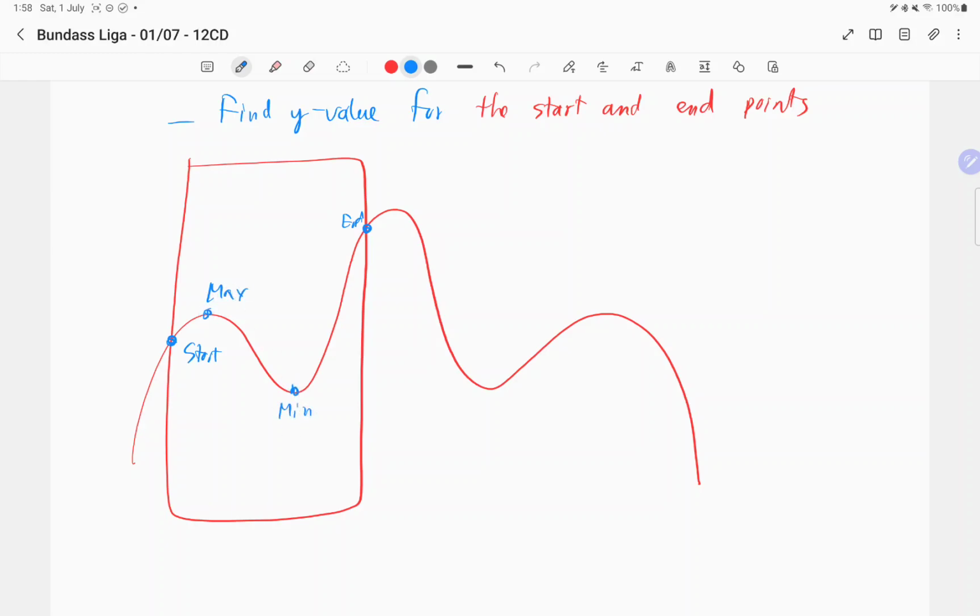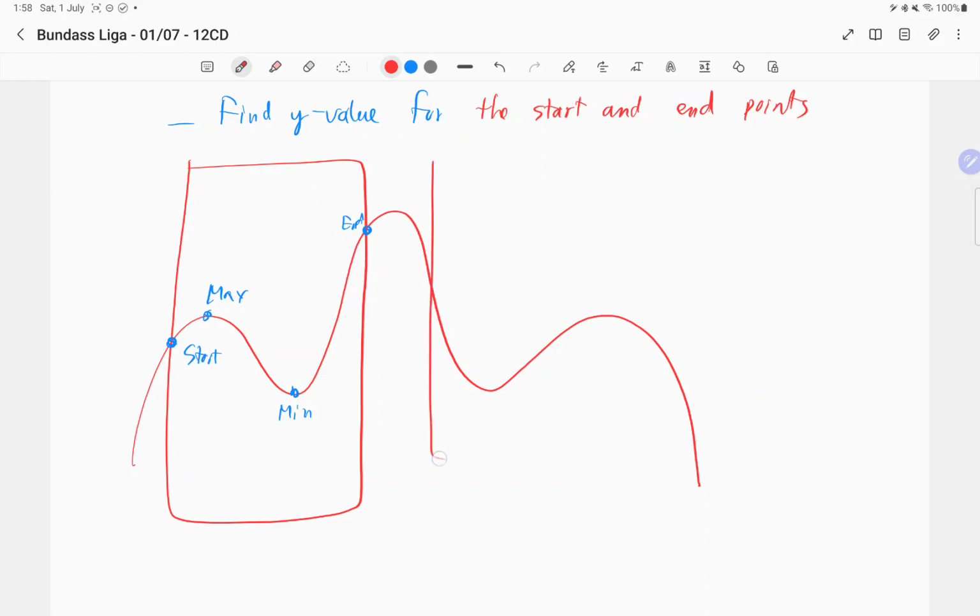If this is the window, which point is the absolute maximum? The end point, right? That's the absolute maximum. Which one is the absolute minimum? The local minimum. Does it make sense? And then if I shift the window over, let's say I make the window bigger here, now this one would be the start, this one would be the end, and this one is the local min, local max.